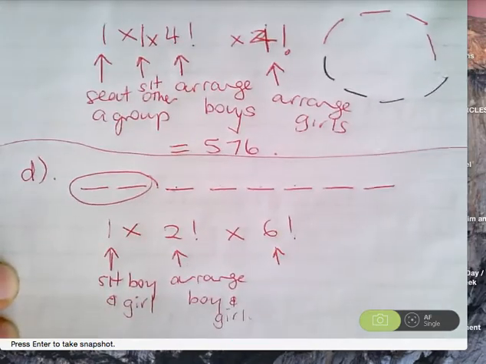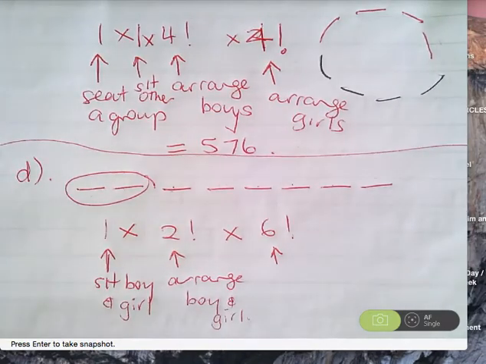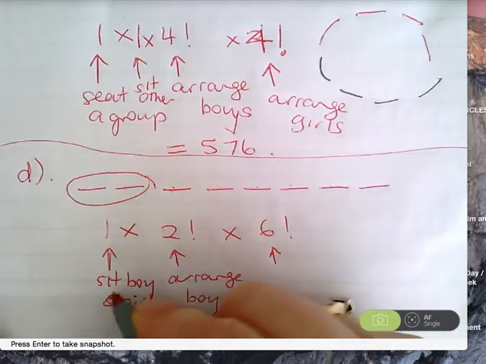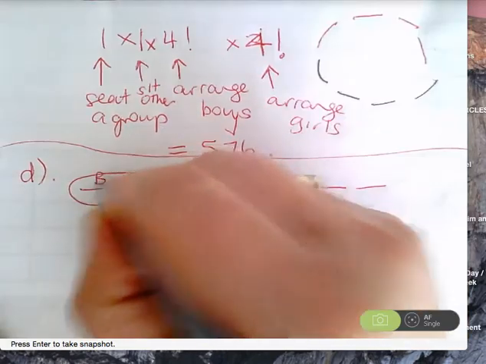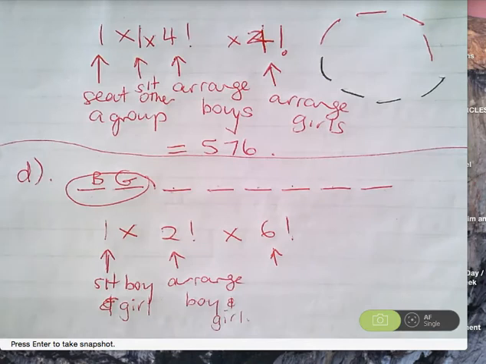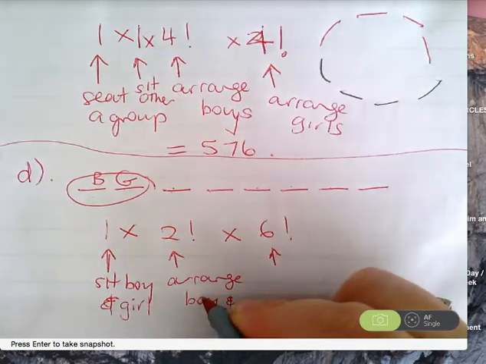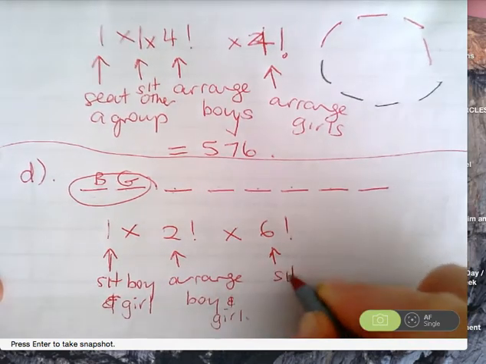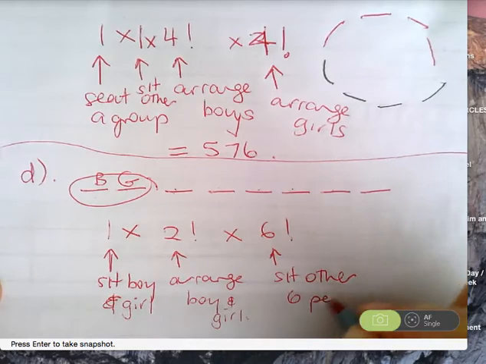So sit the boy and the girl. They're one group. So they're like you're sitting one person down. They're joined. And then you swap them because they can sit the other way and then they'll be next to different people. Arrange the boy and the girl 2 ways and now sit the other 6 people down.